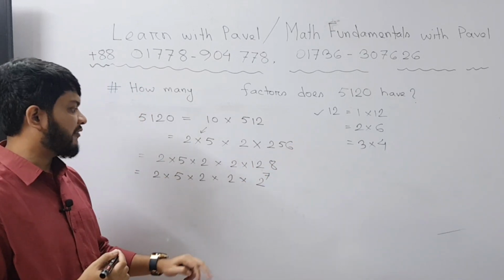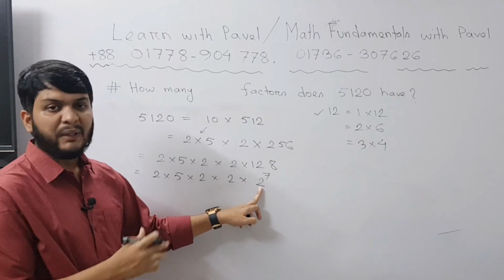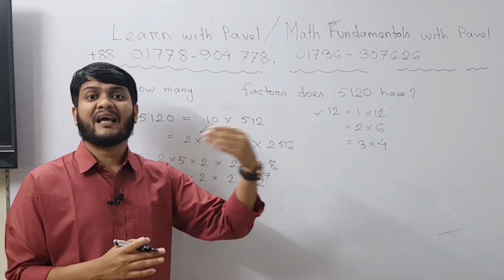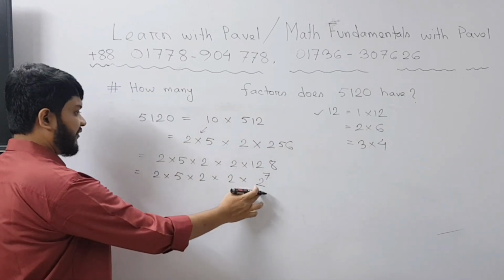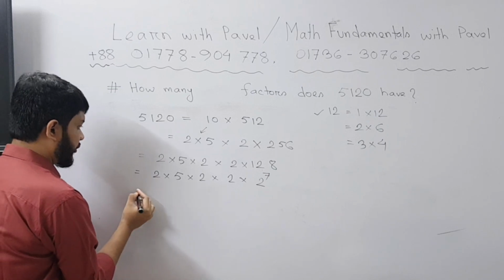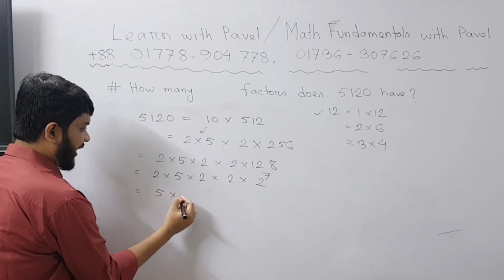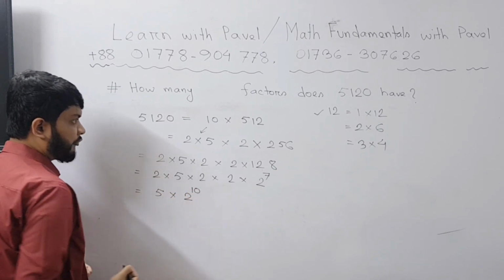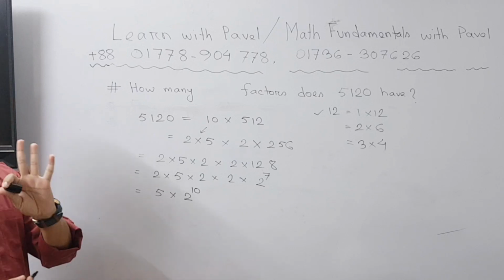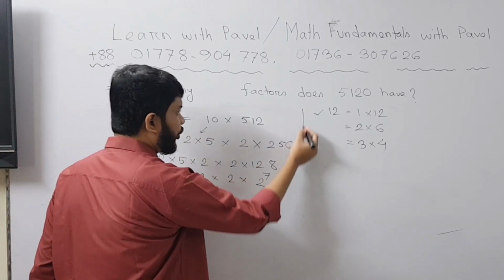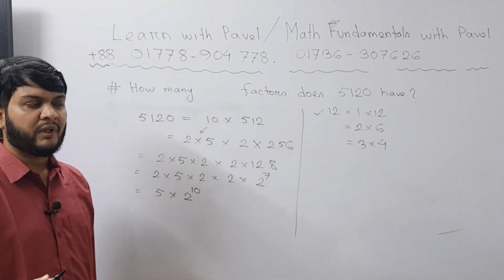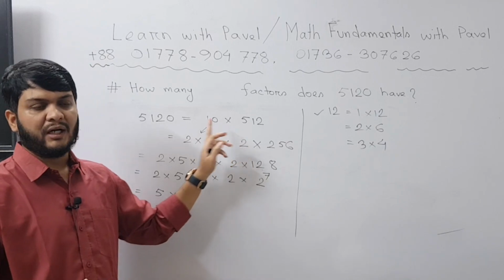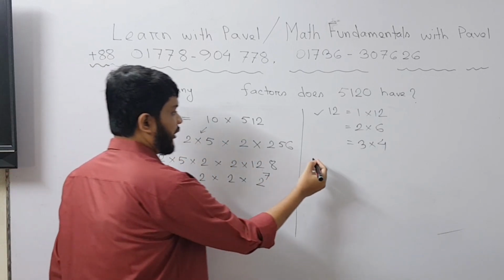If you write 2 to the power 7, then it means 2 times 2 times 2, in this way 7 times. Okay, so 7 times, 8 times, 9 times, and 10 times. So you have 5 times 2 to the power of 10. Okay. Let me show you another technique. If you know the powers of 2, you can easily break down this number. Okay, how? Let me show you.